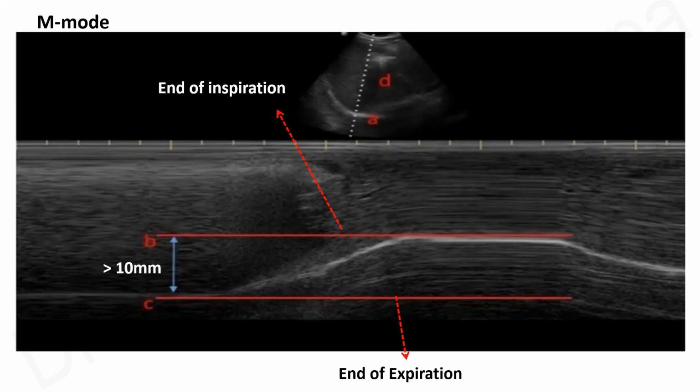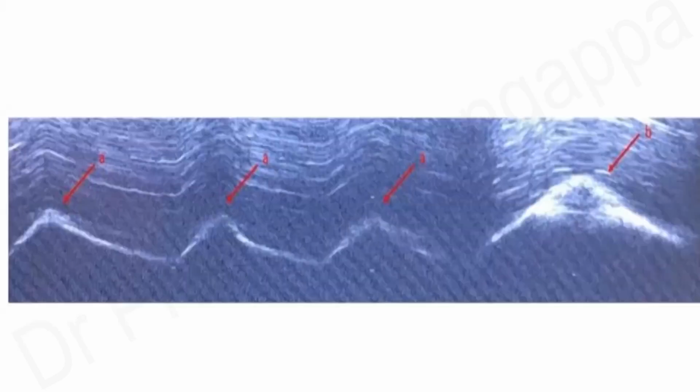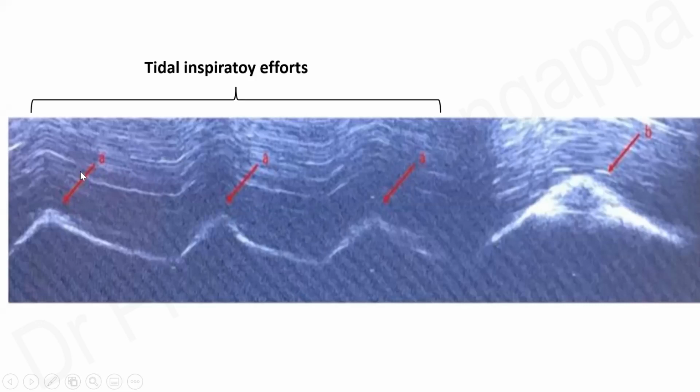The second thing we look at is the time to peak inspiratory amplitude. When you take a normal inspiration, we call this tidal inspiratory effort. Then we ask the patient to take a deep inspiration, and you would see an increase in the peak. This would be the deep inspiratory effort, where you would see an increase in the peaking of the inspiratory effort.